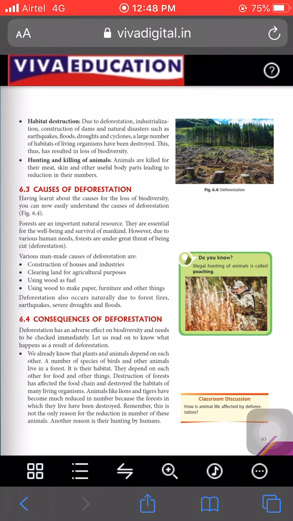Next point is habitat destruction. Habitat means home of animals, plants and microorganisms.